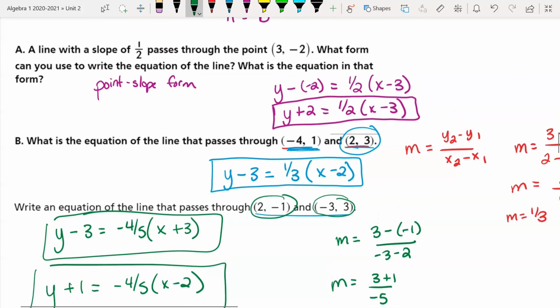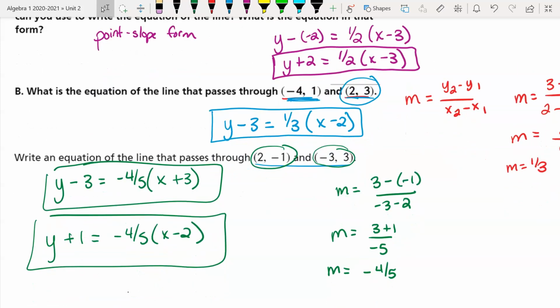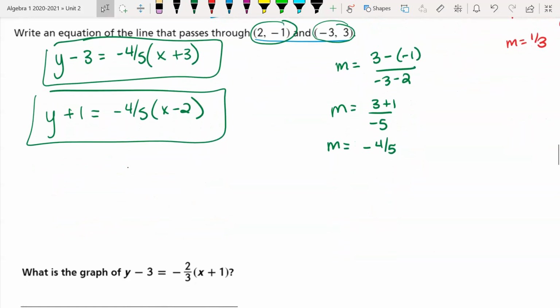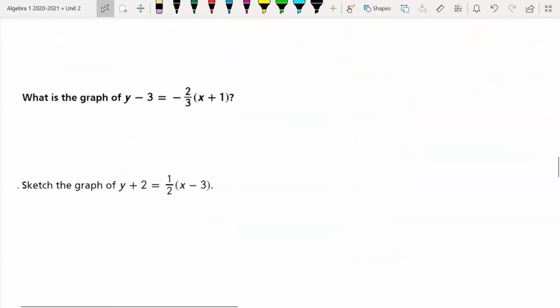If that was difficult, make sure you are asking questions or sending us an email letting us know that you are struggling with this. So now we're going to graph it.